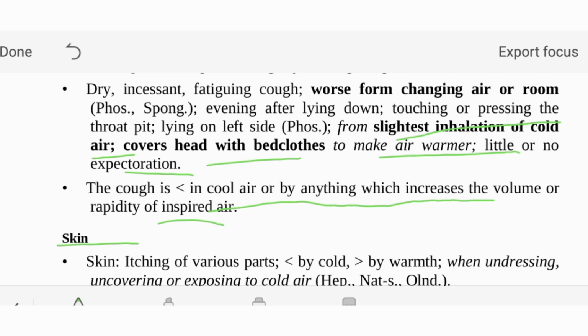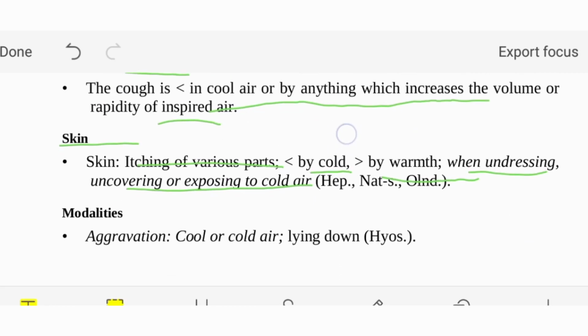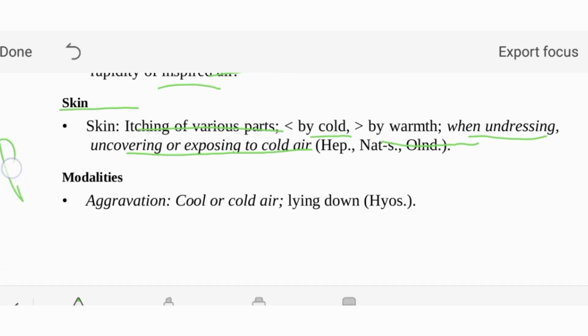Skin is a common symptom which comes in Rumex, that is itching of the various parts by cold. Cold is aggravation, everywhere, it is their skin symptom. And always remember by warmth it is amelioration, uncovering or exposed or when undressing. So how can you remember? By comparing with Rhus tox. Rhus tox also has cold aggravation, damp weather aggravation, warmth amelioration. There will be undressing or something. Person said, when I go home and after undressing I feel so much itching. So when cold air gets exposed, then it causes so much itching. So by Rhus tox we can compare and remember these things, because Rhus tox also finds this much.